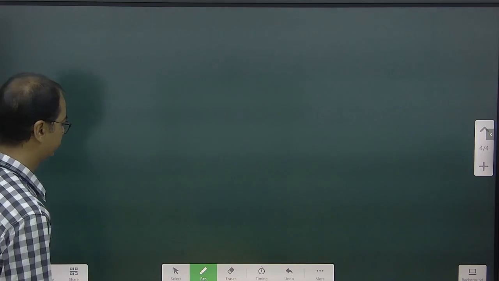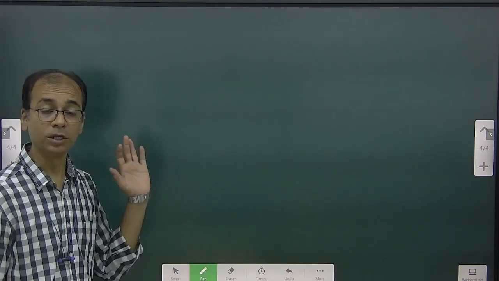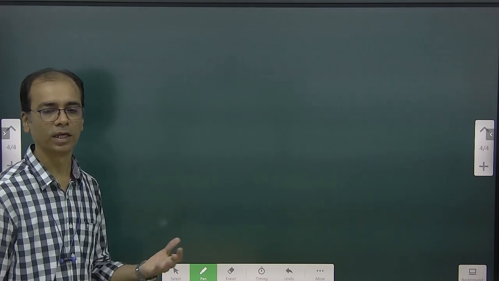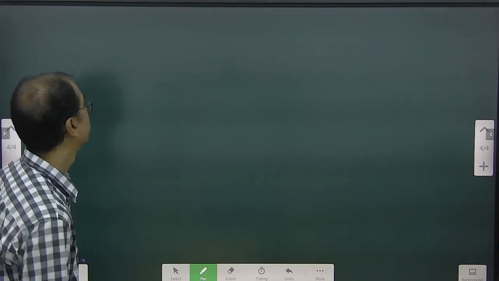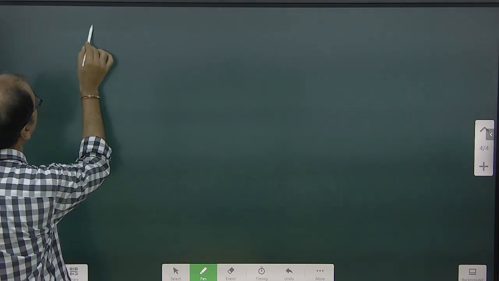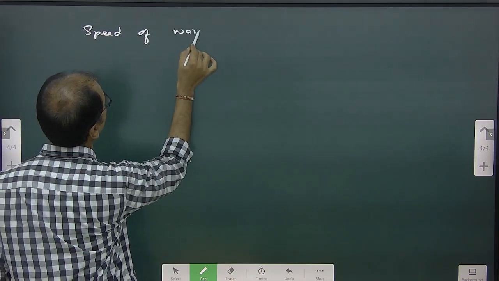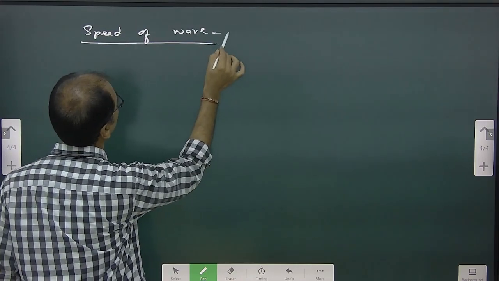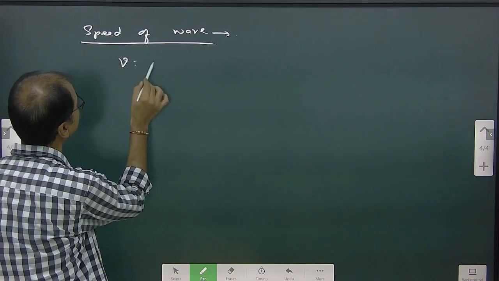Now, before going into the other forms, that general form, a sine of kx minus omega t, there are certain things that we have to look at. What? Now, speed of wave. We all know what is speed of wave. Okay, we write speed is equal to frequency into wavelength.